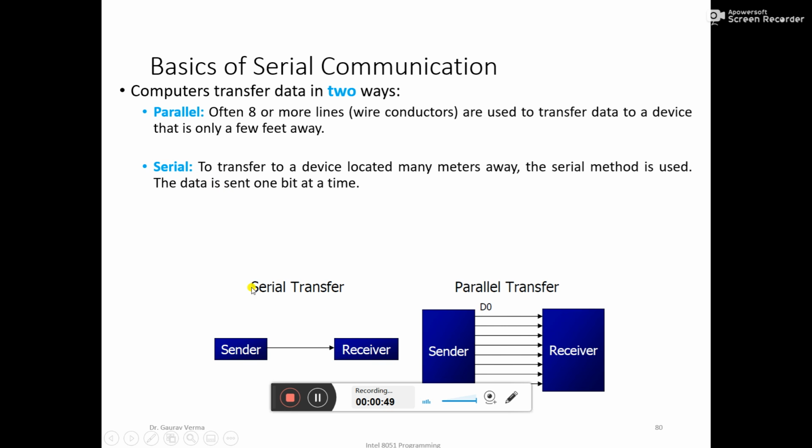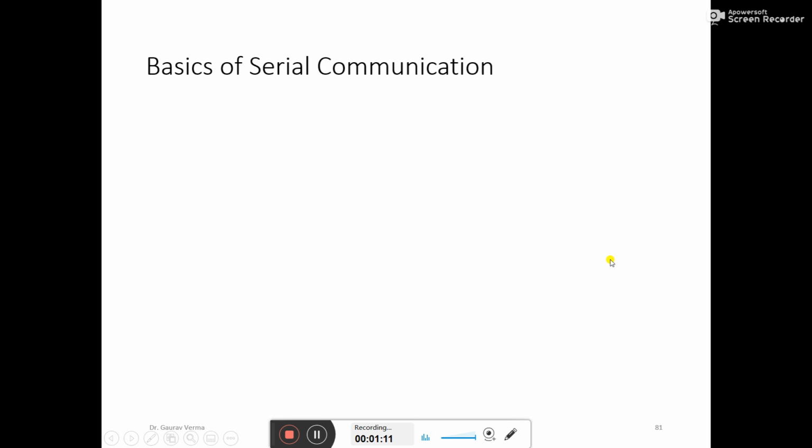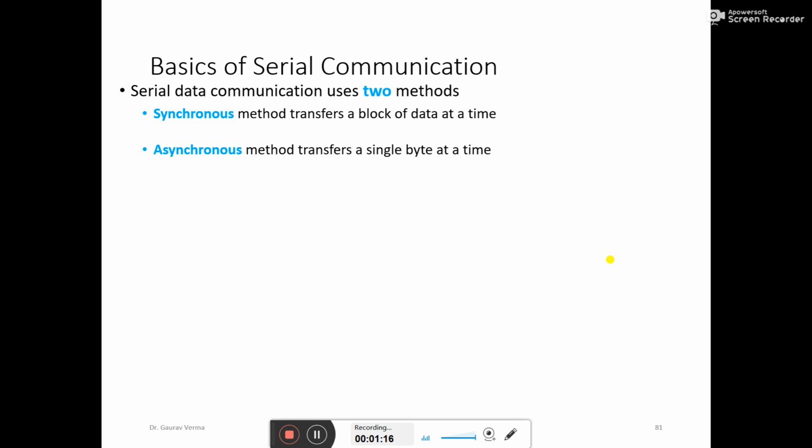So basically when we need serial transfer, sender and receiver are there, and they can send the data. In parallel transfer you have D0 to D7, and we can send the data in parallel. In serial, bit by bit we send the data, while in parallel we can send the data at one time. So definitely parallel communication is faster than serial communication, but at the cost of the distance over which we can communicate.